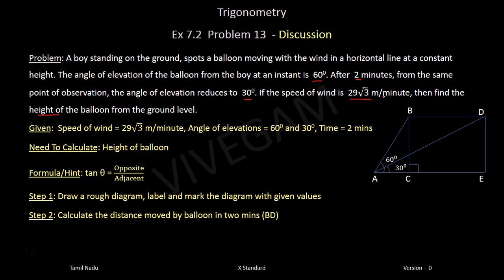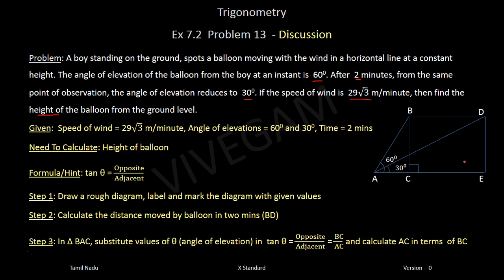Okay, if it is in seconds, this needs to be converted to seconds. Please be careful about the units. The consistency of the units is very important. So this is 2 minutes, this is also per minute, so everything is fine. So 29√3 into 2 will give you the distance. What is the distance? BD or CE, because BD equals CE, right? So we have now calculated the distance moved by the balloon.